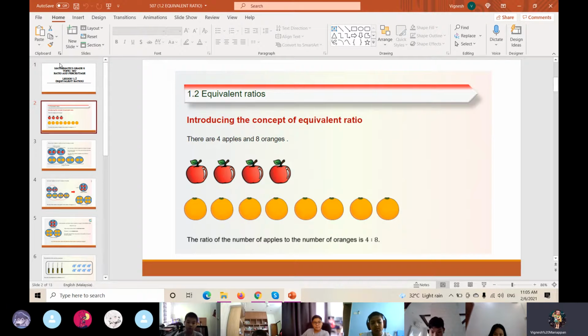If 4 divide with 2, you will get 2. If 8 you divide with 2, you will get 4. So you will get 2 to 4, but still can simplify. So you can divide with 4. Very good. You can choose the bigger common factor which can divide. So 4. So 1 to 2 is your answer.